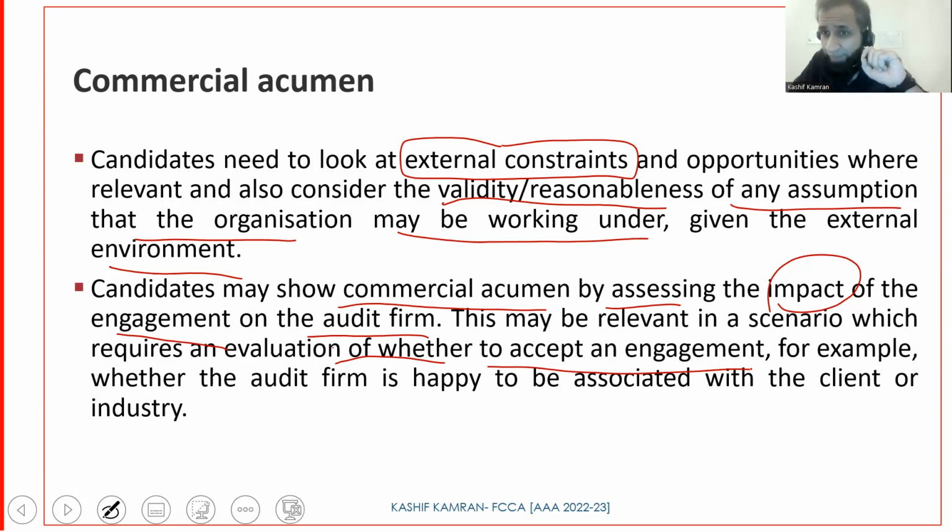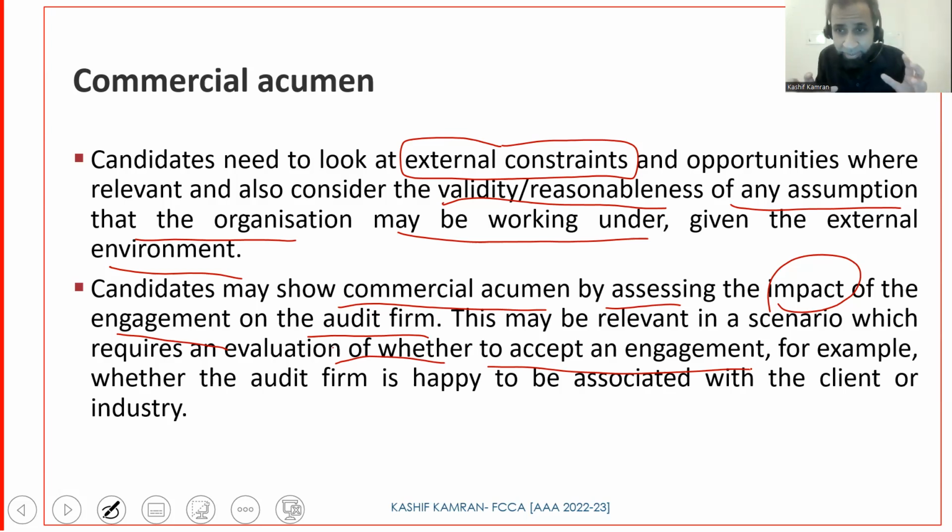You're not taking on a bad client. You're not taking on a client which is involved in money laundering. You're not taking on a client whose management is very bad. You're not taking on a client where the management is not giving you permission to correspond with the previous auditor. So even a bad client has an income opportunity, and a good client has an income opportunity.